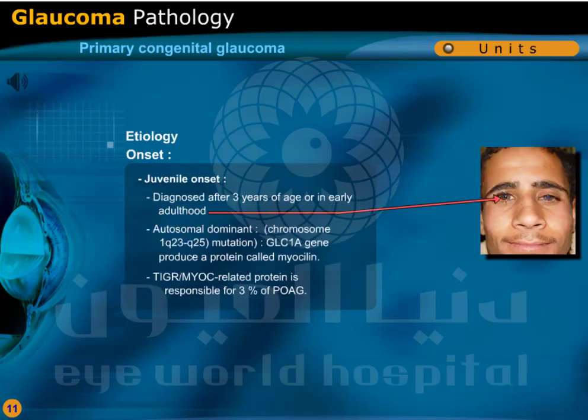Juvenile onset. Diagnosed after 3 years of age or in early adulthood. Autosomal dominant. Chromosome 1q23, q25 mutation. The GLC1A gene produces a protein called myocilin. TIGR MYOC related protein is responsible for 3% of primary open-angle glaucoma.